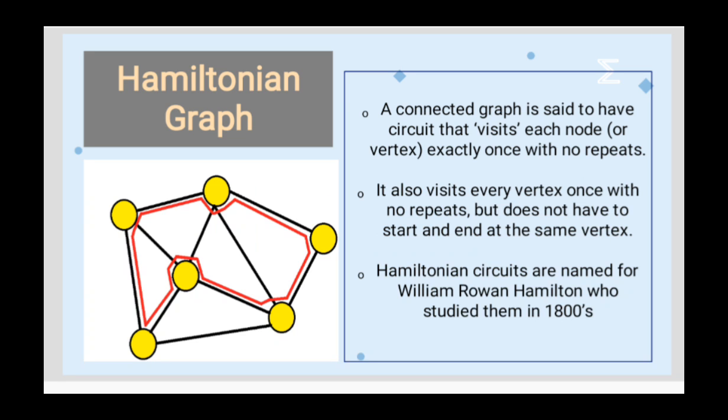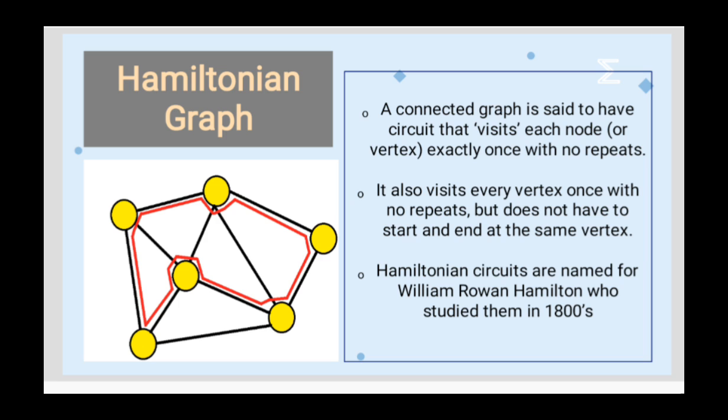Today, everyone, we will discuss the Hamiltonian graph. A Hamiltonian graph is said to have a circuit that visits each node or vertex exactly once with no repeats. A Hamiltonian path also visits every vertex once with no repeats but does not have to start and end at the same vertex. These Hamiltonian circuits are named for William Rowan Hamilton, who studied them.